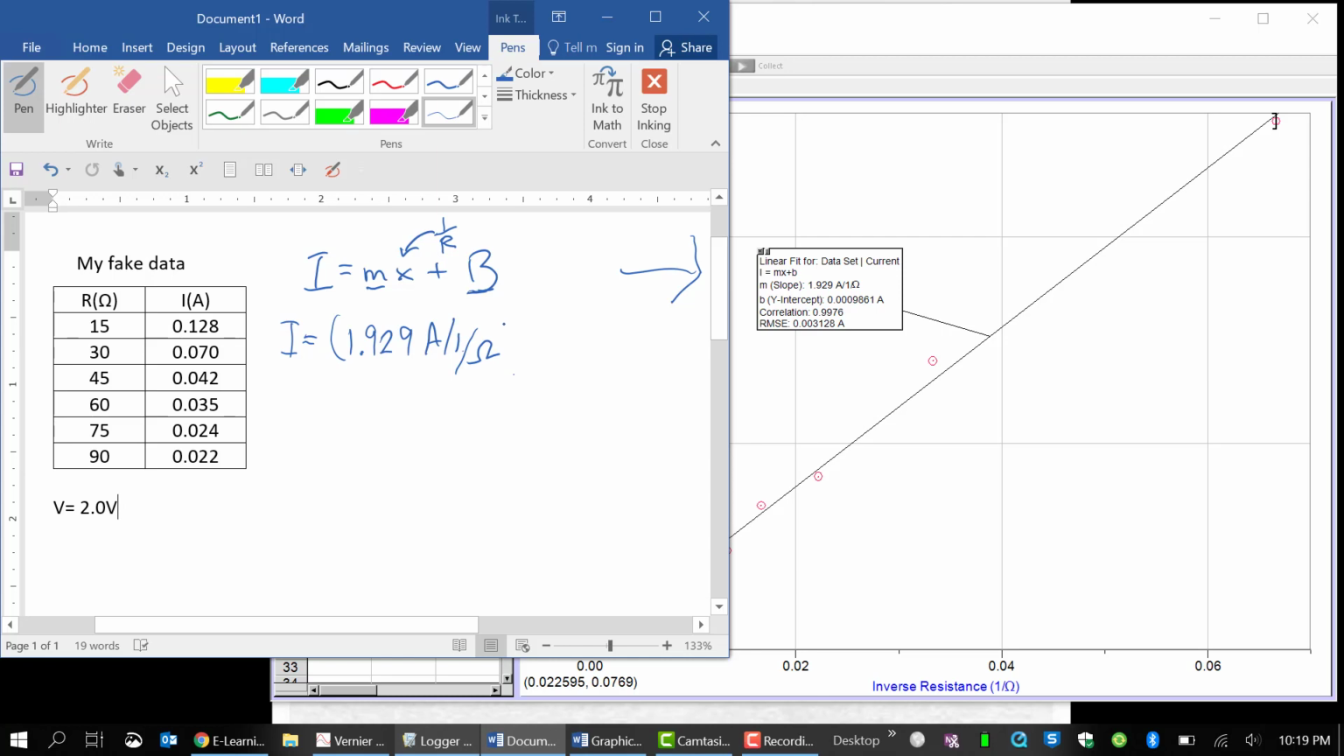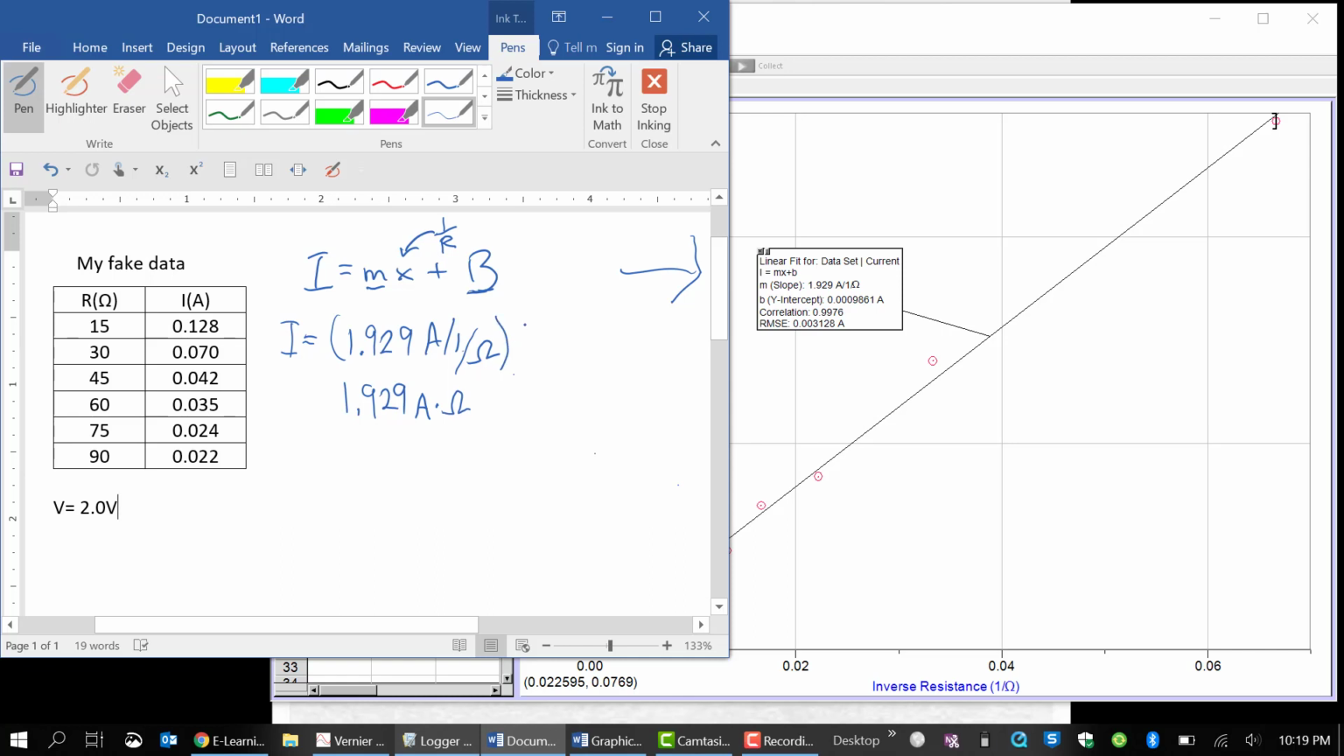Now, some of you might be stopping right here and be like, Miss Lonroth, that's crazy. That's lots of stuff. And I know that if I divide by a fraction, I can invert and multiply. And either one of those would be fine. It is a little simpler to, instead of do 1.929 amps over 1 over ohms, it really is the same thing as amps times ohms. But either one of those would be fine.